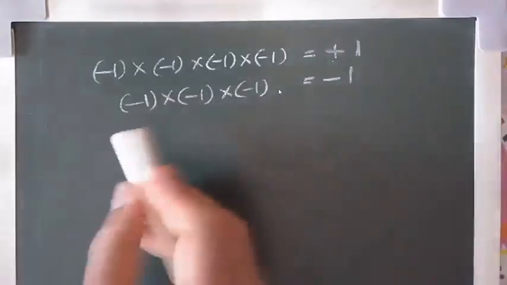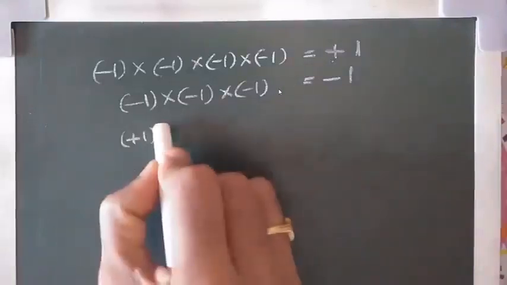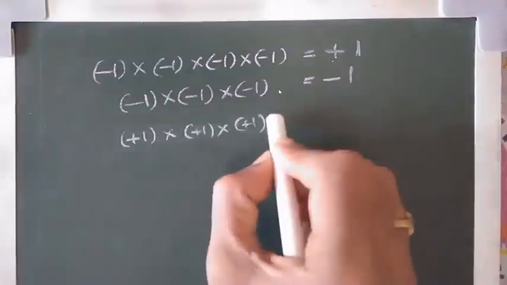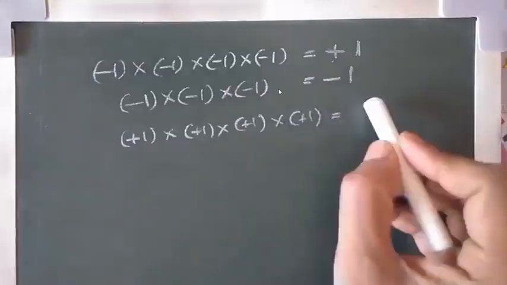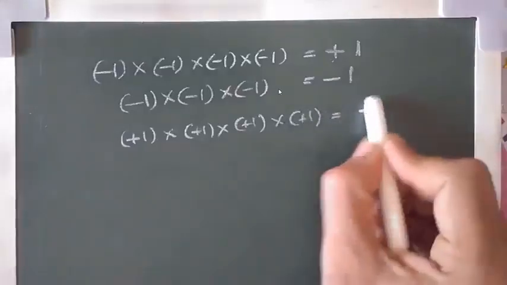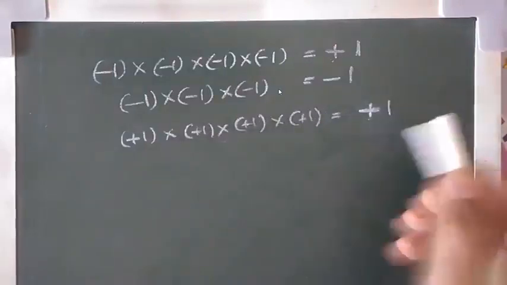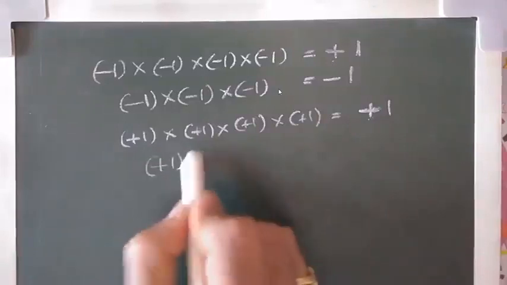Okay. And like this, if you take all positive numbers, plus 1 into plus 1 into plus 1 into plus 1 into plus 1, I am taking 4 times, which is an even number. Here you will get plus only, because if you multiply plus sign any number of times, you will get plus only. So plus 1 only. Also, if you multiply an odd number of pluses, you will get plus only.